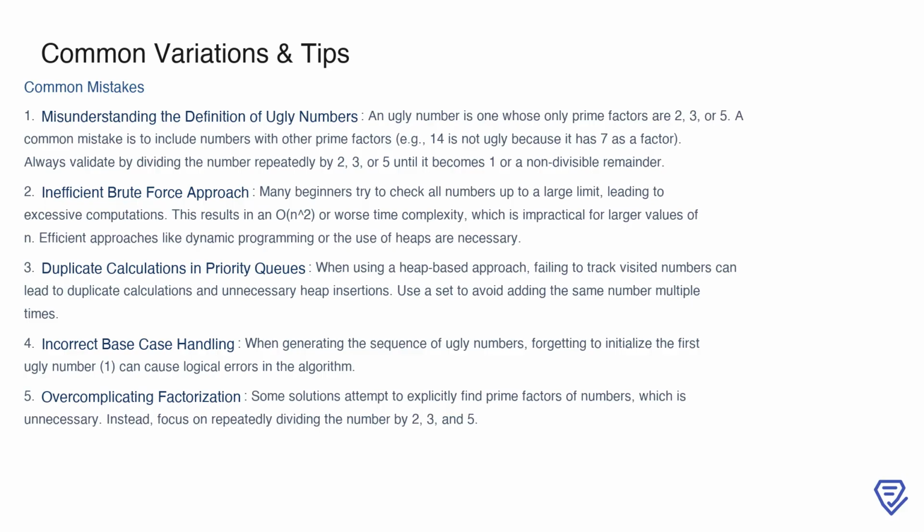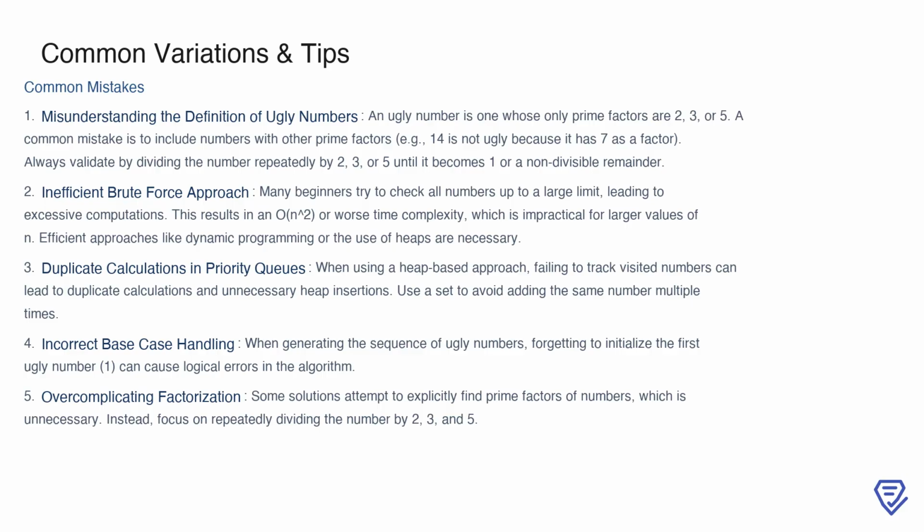Instead, efficient approaches like dynamic programming or using a heap are necessary. Additionally, when using a heap-based approach, failing to track visited numbers can result in duplicate calculations and redundant heap insertions. To prevent this, maintain a set to ensure each number is added only once. It's also important to handle the base case correctly. Forgetting to initialize the first ugly number, which is 1, can cause logical errors.